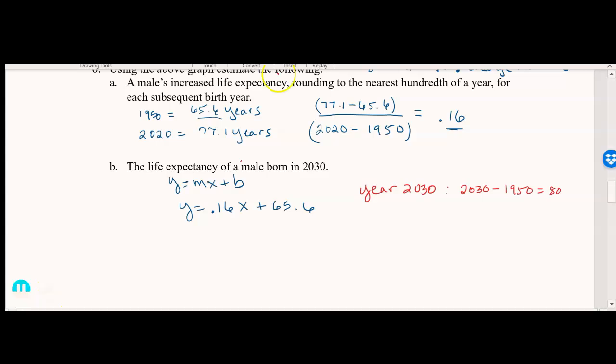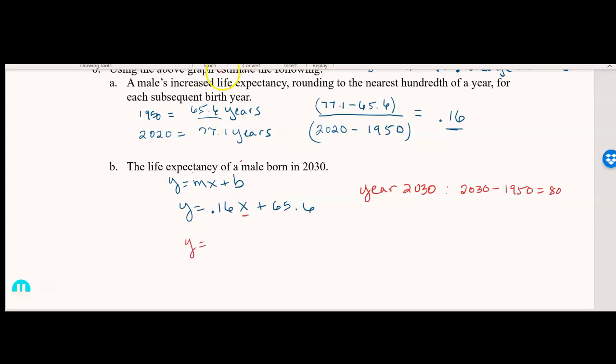All right, this is part 2 of our video on rounding and estimation. So let's finish what we were talking about. We went back to the year and we found out that from 2030 to 1950, it was 80 years. Well, that's what we're going to plug in for x.